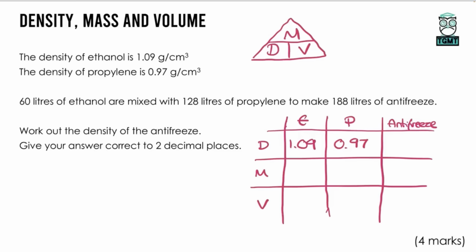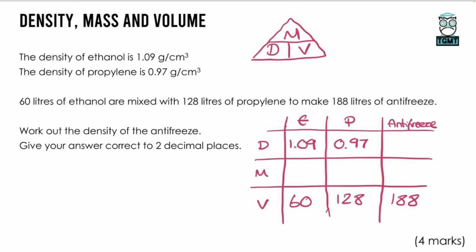So that's what we're going to work out. We have a volume given to us. That's what the litres are. And sometimes litres will be given to us in centimetres cubed. But here we have 60 litres for the ethanol and 128 litres for the propylene. And in total, that makes 188 litres. So there we go. Overall, that is all the information that we have been given.